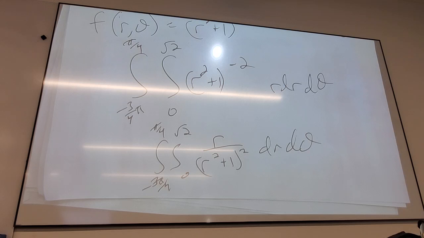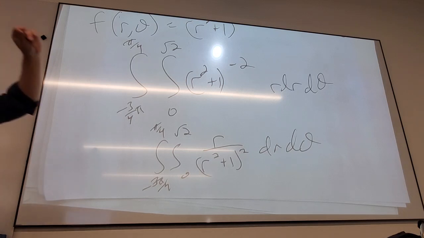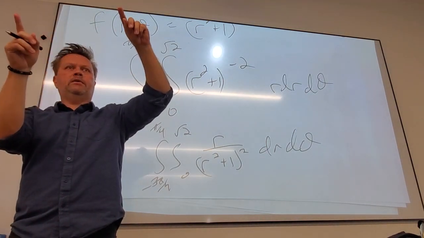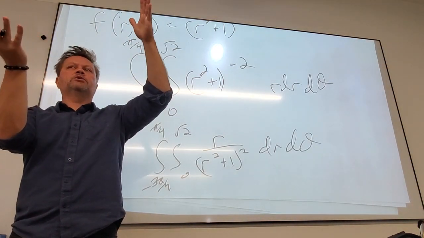Does the r dr d theta come from the polar area formula? Totally. That's the whole thing we did earlier about trying to figure out what dA was when I'm in polar. r d theta is a length this way. dr is a length this way. So to get the area of that piece, I multiply those two.